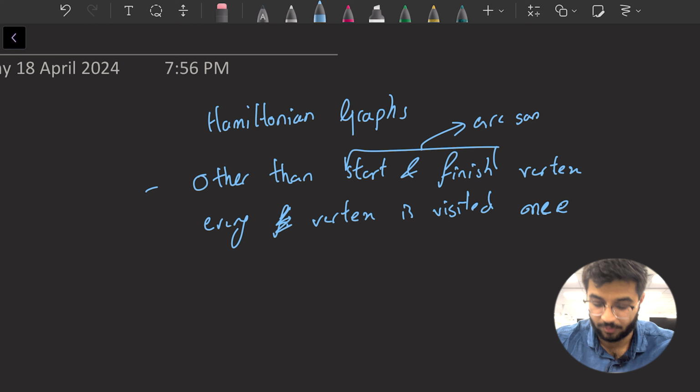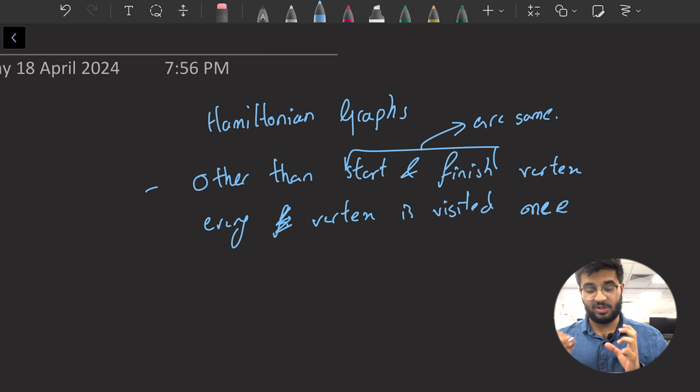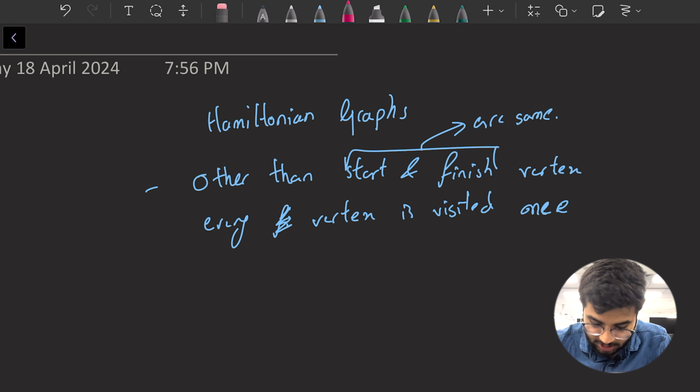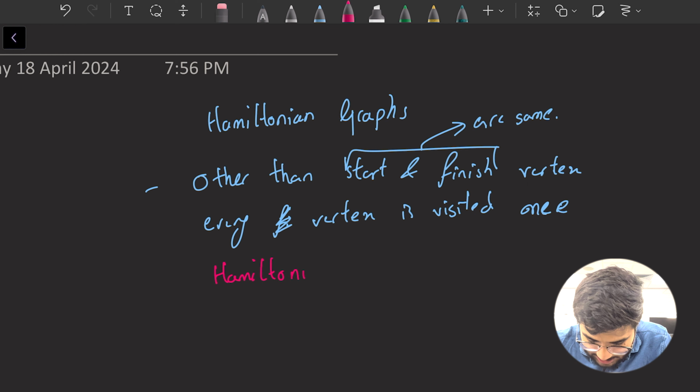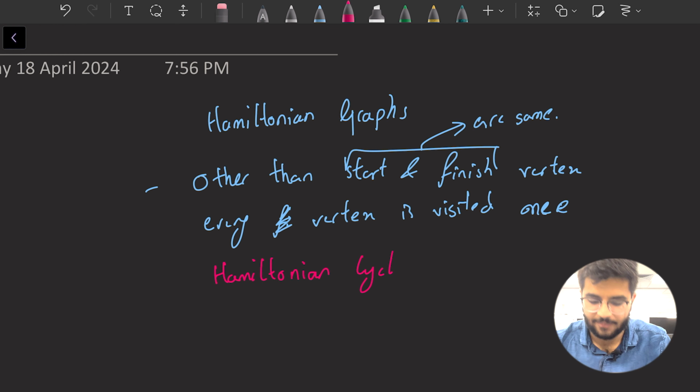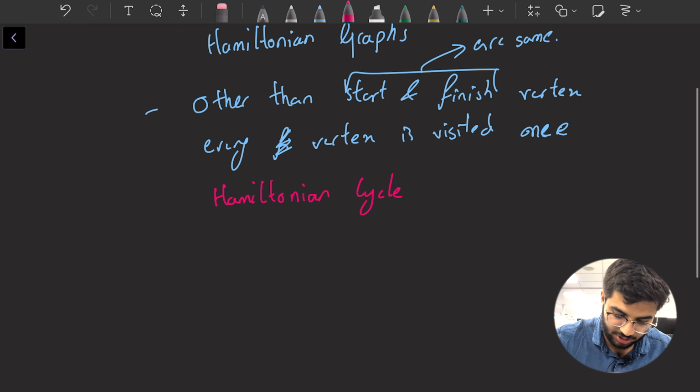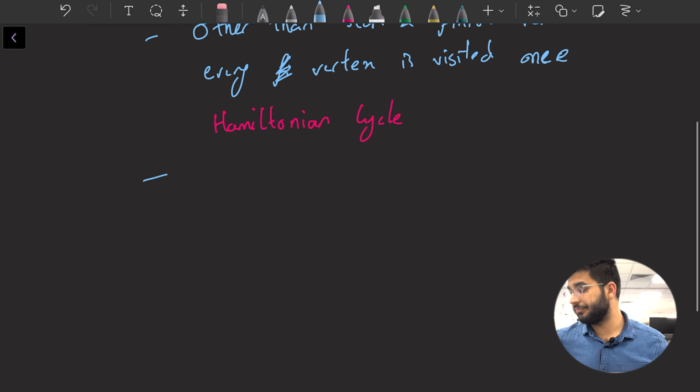Okay, so it's a cycle, right? But the difference between a normal cycle and this cycle is that it needs to visit every single vertex on the graph. Now if that is true, we call that a Hamiltonian cycle. And if it has a Hamiltonian cycle, then it's a Hamiltonian graph. Simple stuff. All right, next thing.